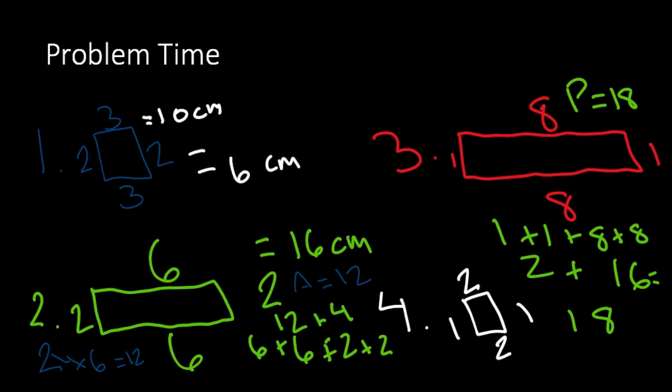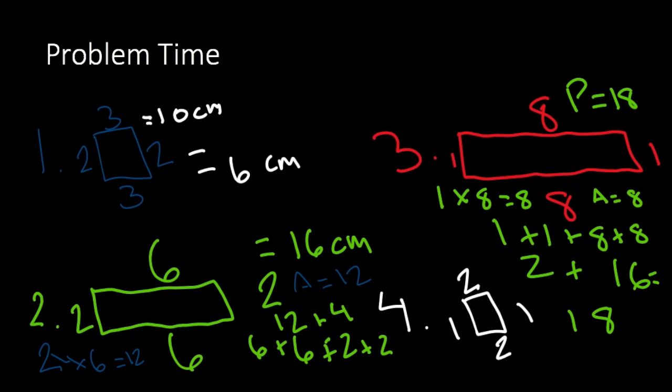Now let's try to find the area. Area, we're multiplying width times length, or length times width. So the width is 1 and the length is 8. So we're multiplying 1 times 8, which equals 8. So our area for this problem is equal to 8.